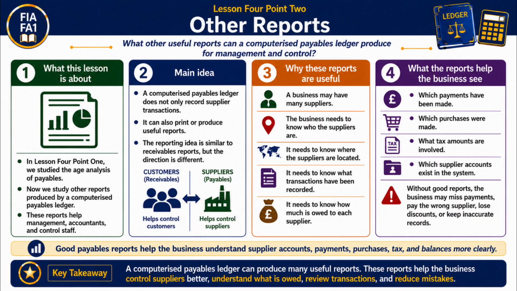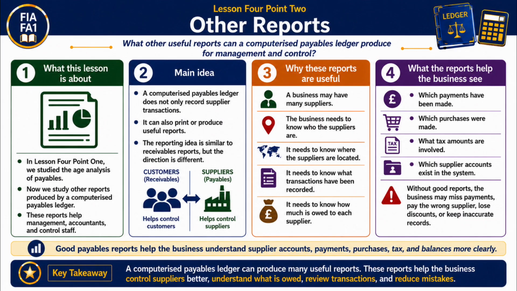Main idea of Lesson 4.2. A computerized payables ledger system does not only record supplier transactions, it can also print or produce useful reports. These reports are similar to the reports produced by a receivables ledger system. Remember the difference. A receivables ledger gives information about customers who owe money to the business. A payables ledger gives information about suppliers whom the business owes money to. So the reporting idea is similar, but the direction is different. Receivables reports help the business control customers. Payables reports help the business control suppliers.